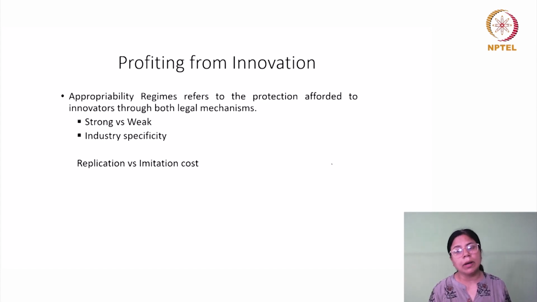So when we are talking about the presence of this intellectual property regime, essentially we are talking about appropriability regime. What is that appropriability regime? It refers to the protection afforded to the innovators through the legal mechanism, right? Now, here you have to understand that each country may have a different type of regime, but as we have discussed already under the TRIPS agreement, now the countries, particularly the member states of World Trade Organization, are required to make the changes as per the TRIPS agreement.